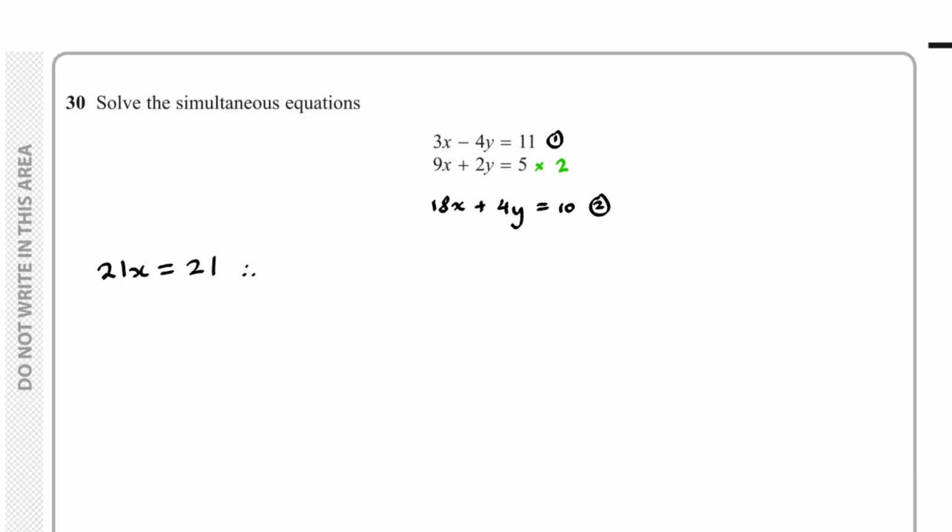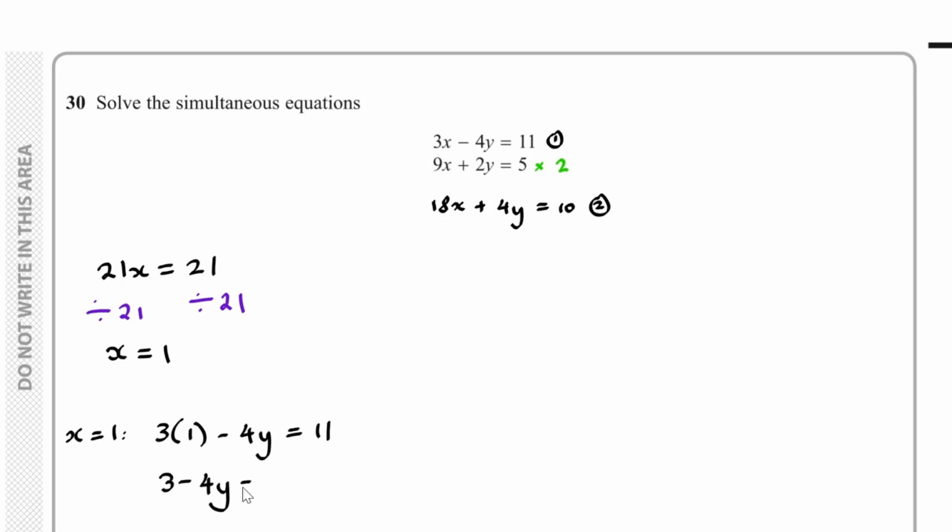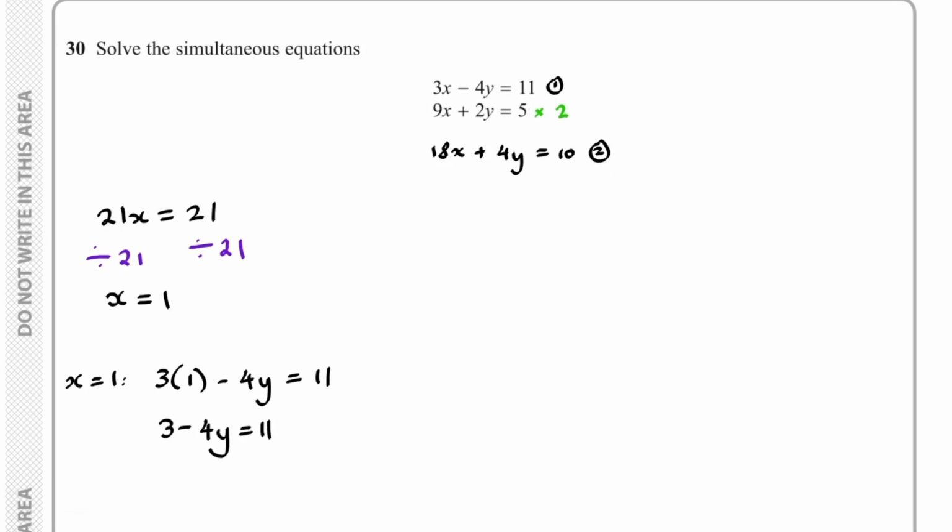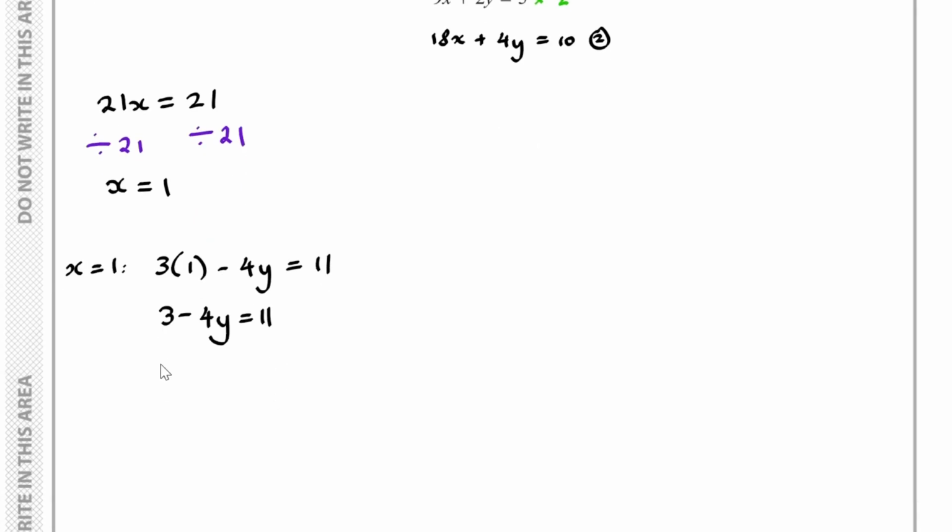21x is equal to 21, and dividing through by 21 on both sides. So divide both sides by 21, x is equal to 1. Now when x is equal to 1, we can use this information to find out what y is. So when x is equal to 1, we have 3 lots of 1 if I substitute back into the first equation, minus 4y, this is equal to 11. So we have 3 minus 4y equals 11. If we rearrange, we can, for example, add 4y to both sides.